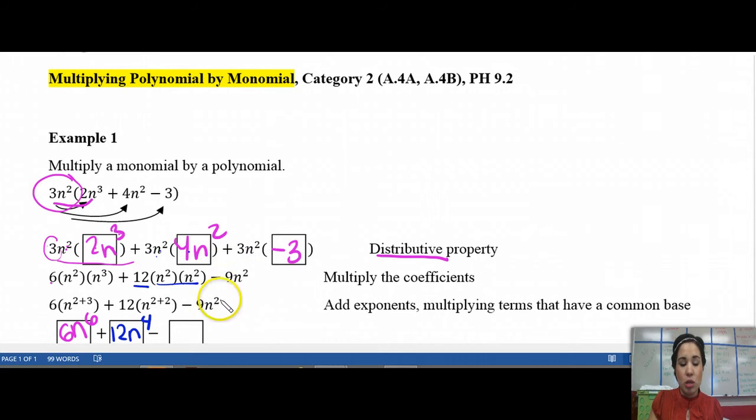And let's do that last one. 3 times negative 3 gives me negative 9, and then just n squared, so this would be minus 9n squared. At the very end I look to see if there are any like terms I can combine. Since they each have a different exponent, we can't combine these. So we're basically done, and we have our final answer.